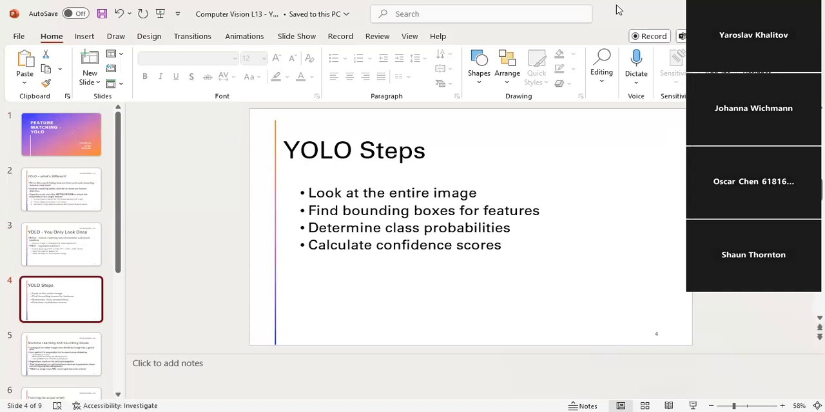It turns that entire image into a grid, and it looks inside each grid cell to determine a bounding box for if there's a feature in that grid cell. The probability that the object inside that bounding box is what you're looking for is determined, and then a confidence score is calculated.